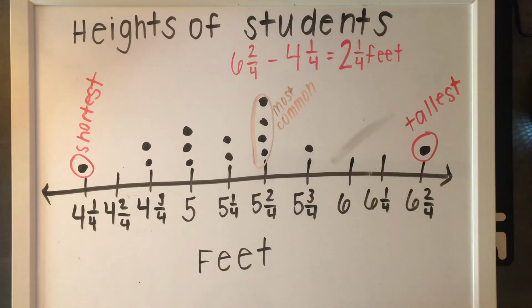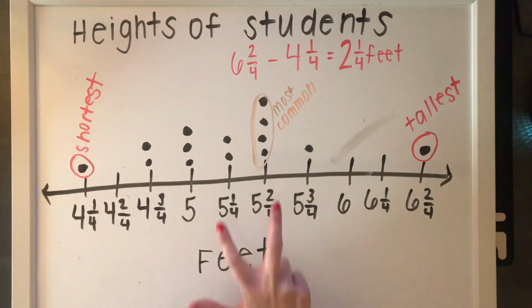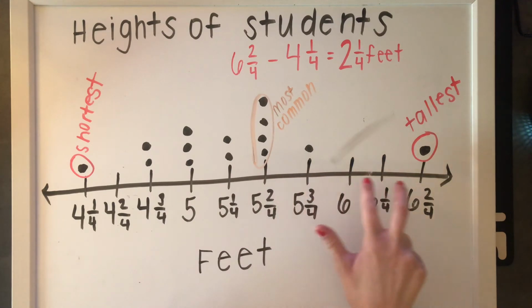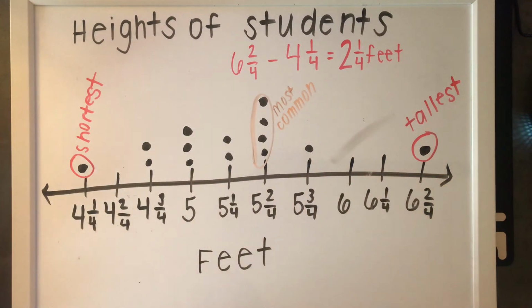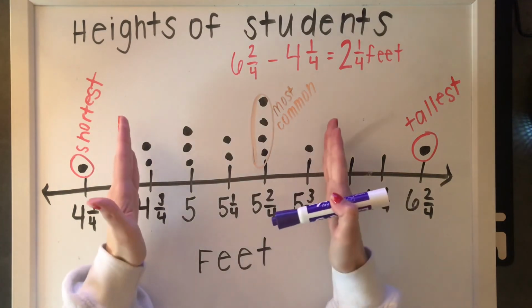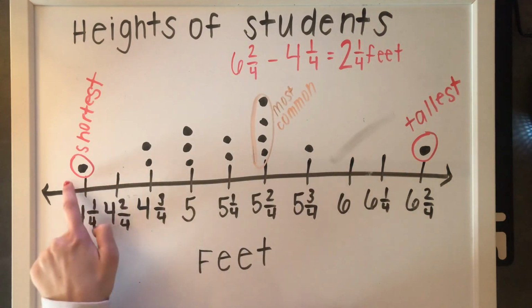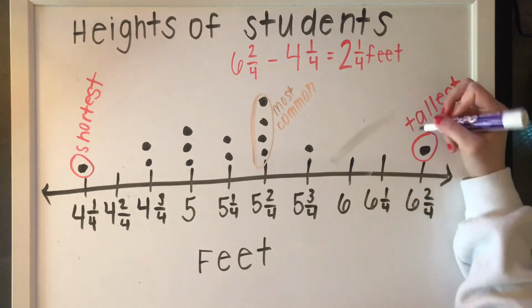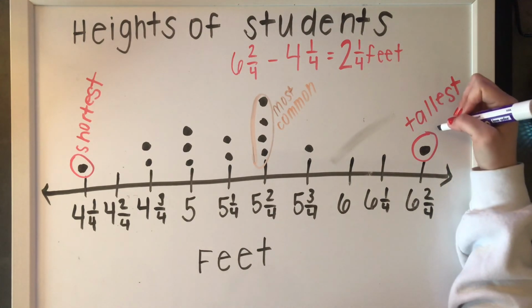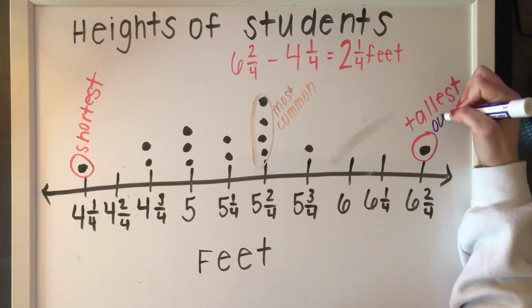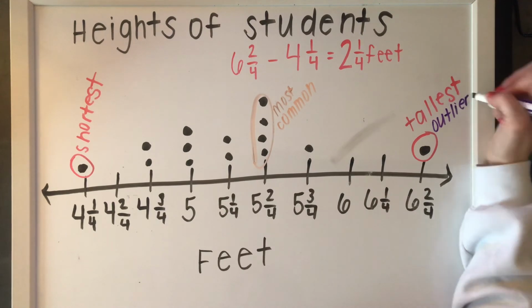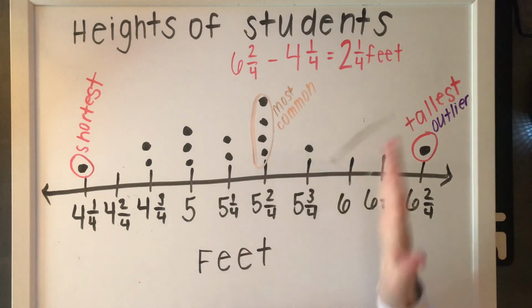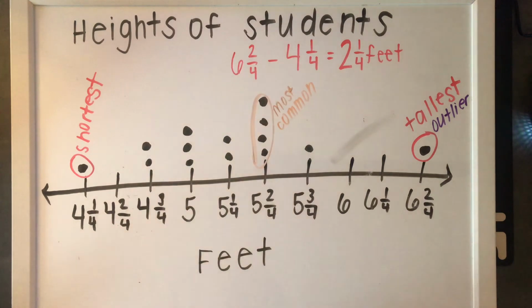If we were asked today about an outlier, it has to be 2 or more units away with nothing in between. So if we look, most of our data is here. This is only 1 away. This has 2 empty, and then there's 1 by itself. So our tallest student, 6 2/4, is also an outlier. It is by itself. It's separated from the rest of the data.